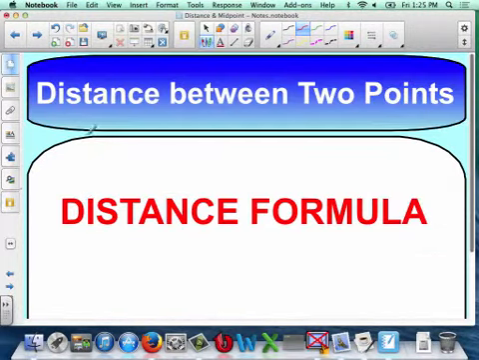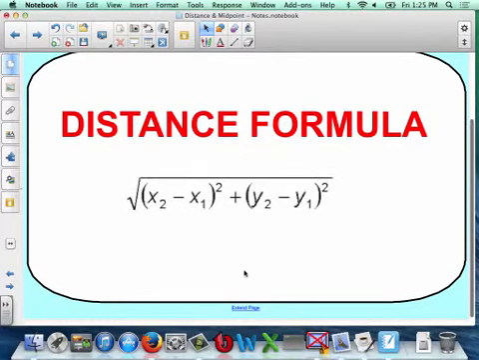Let's do a couple examples. So there we go. One more time. So you got a chance to write that down. The distance formula is D equals the square root of x2 minus x1 squared plus y2 minus y1 squared. Yay, distance formula. So that's about it.